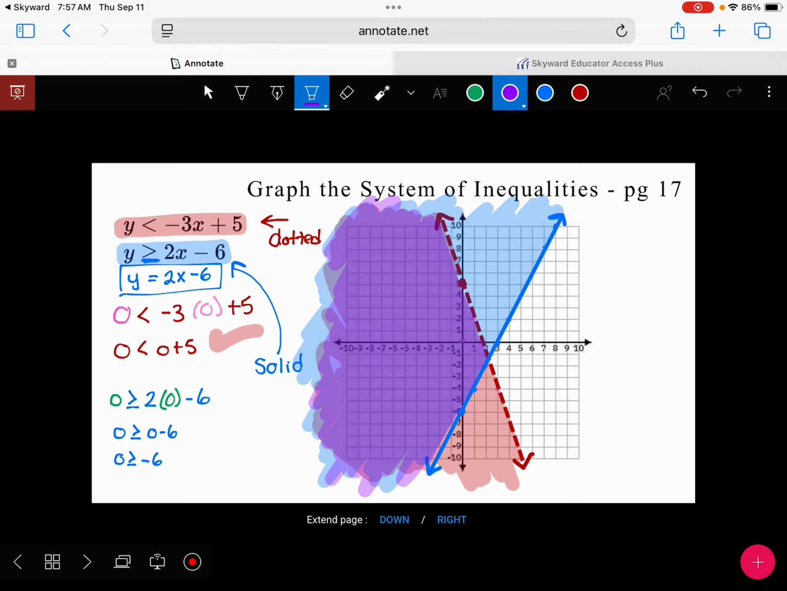So our systems of inequalities are not super different than when we were working with lines. We just do two of them at the same time. So fast. Oh my gosh.